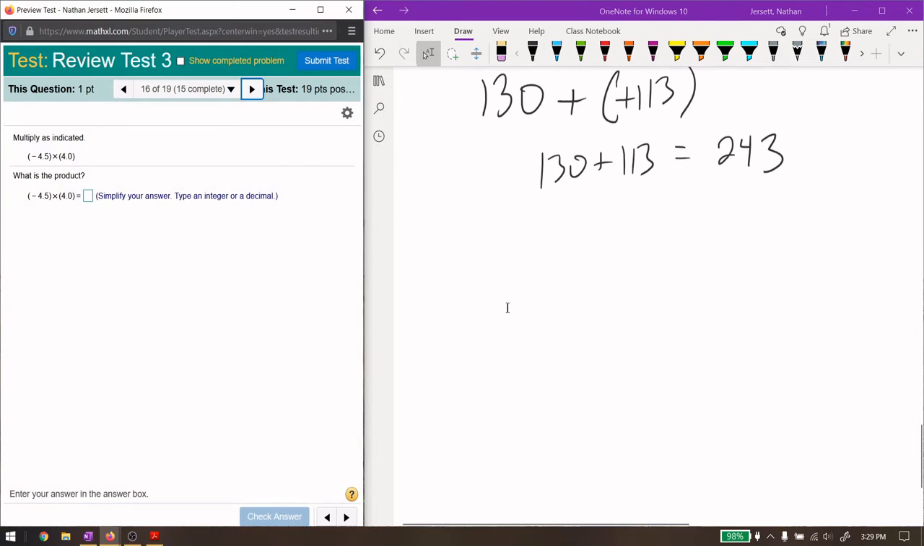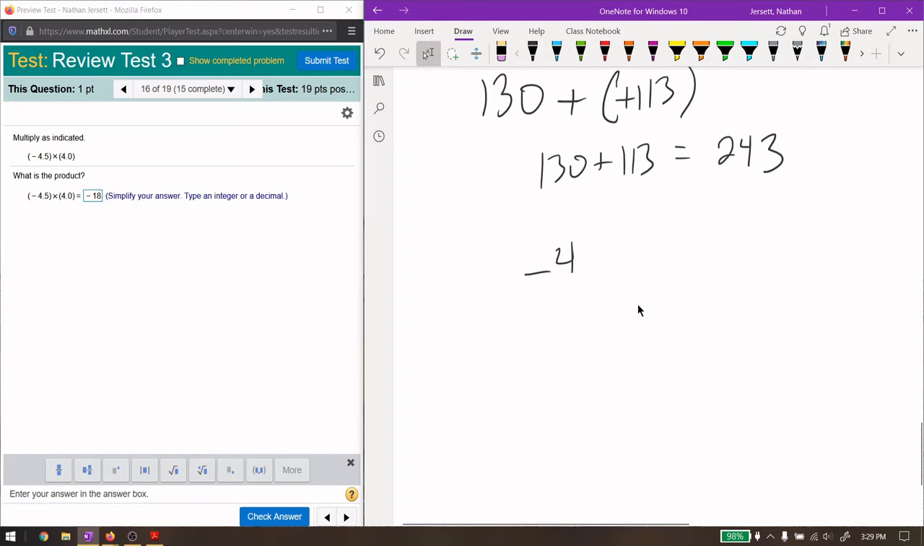Okay, multiply. You can do this by hand just fine, or you can use a calculator, I guess. Negative 18. I can show you that by hand real quick.